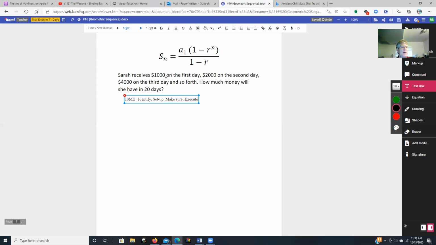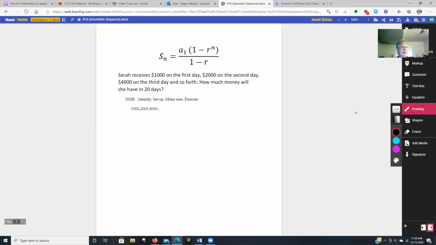Sarah receives $1,000 on the first day, $2,000 on the second day, $4,000 on the third day, and so forth. How much money will she have in 20 days? So let's just start figuring out some things here. The first day she has 1,000, second day she has 2,000, the third day she has 4,000. Looks like we have a pattern set up here. It looks like we're doubling every day.